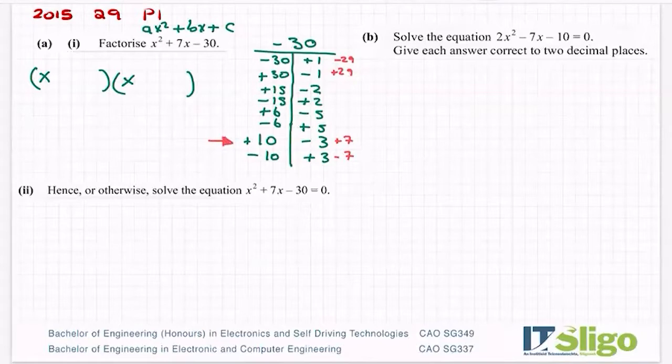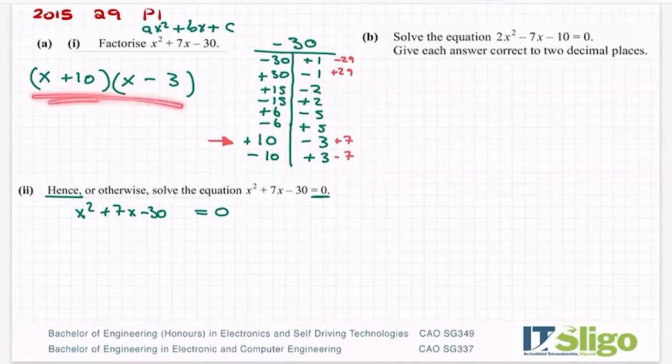Okay, and again, when there's no number in front of x squared, it's as simple as putting the plus 10 into one bracket and the minus 3 into the other. And that's it done. That's it factorized. Okay, part 2 then says hence or otherwise solve it. Okay, and you can see the solve has the equals to 0. So you have x squared plus 7x minus 30 being equal to 0. Okay, so the hence, that word hence always means this part follows on from this part.